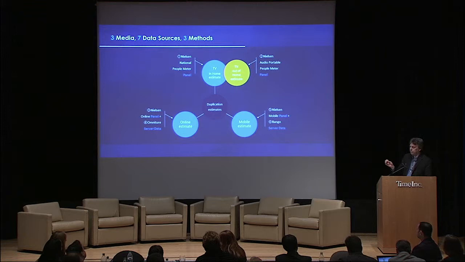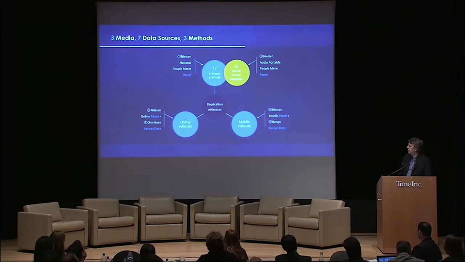It also has in-home TV, which allows us a good linkage between the out-of-home and the in-home estimate. We have online estimates and mobile estimates coming from panel measurement, but as Howard said, we also have the server data from CNN produced by Omniture and Bango.